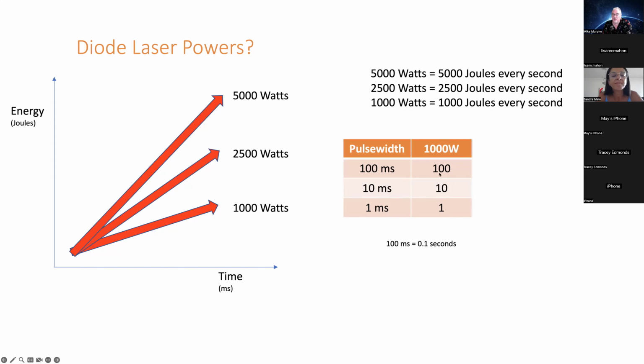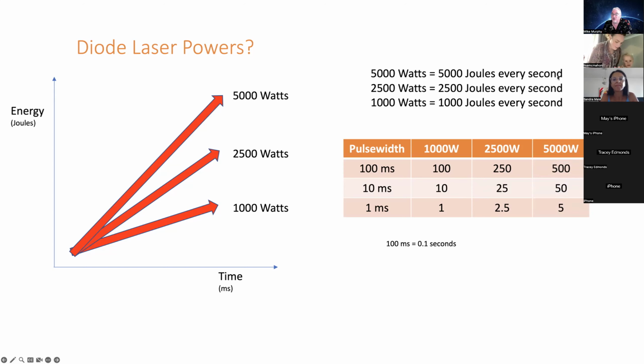What do you get from a 2,500 watt system? You get more, because this is delivering more joules per second. So in 100 milliseconds, now you're going to get 250 watts, because it's 0.1 times 2,500 watts. 10 milliseconds is going to be 25 watts. 1 millisecond, 2.5 watts. And then it's the same for the 5,000 watt system. In a 5,000 watt system, 100 milliseconds will give you 500 watts, and then 1 millisecond will be 5 watts.